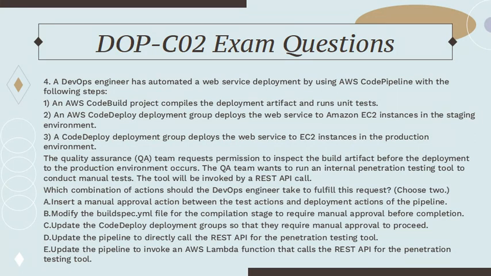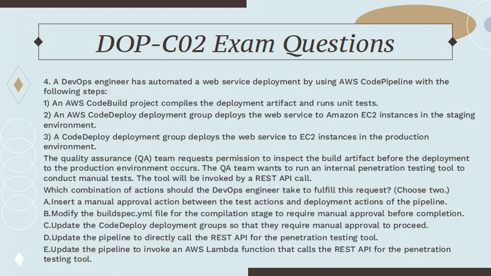The QA team wants to run an internal penetration testing tool to conduct manual tests. The tool will be invoked by a REST API call. Which combination of actions should the DevOps engineer take to fulfill this request?